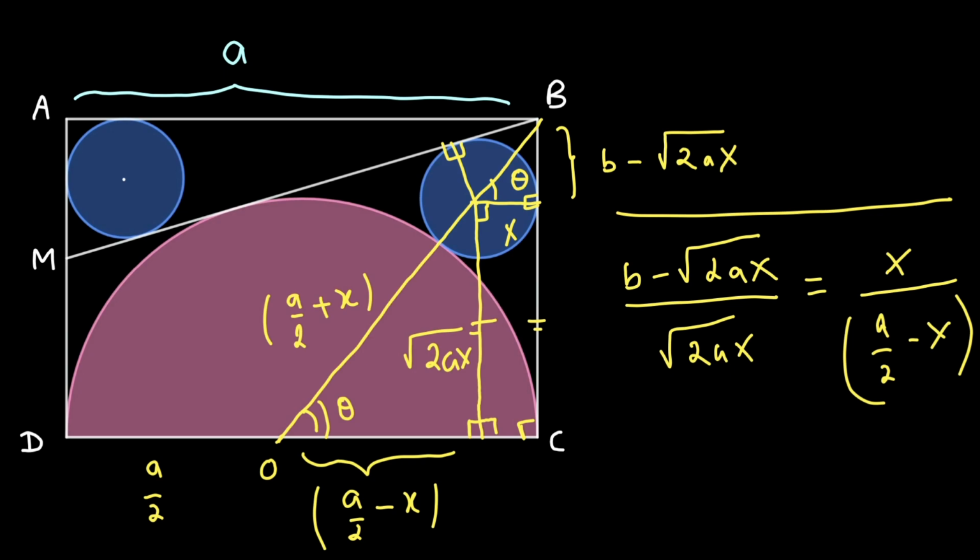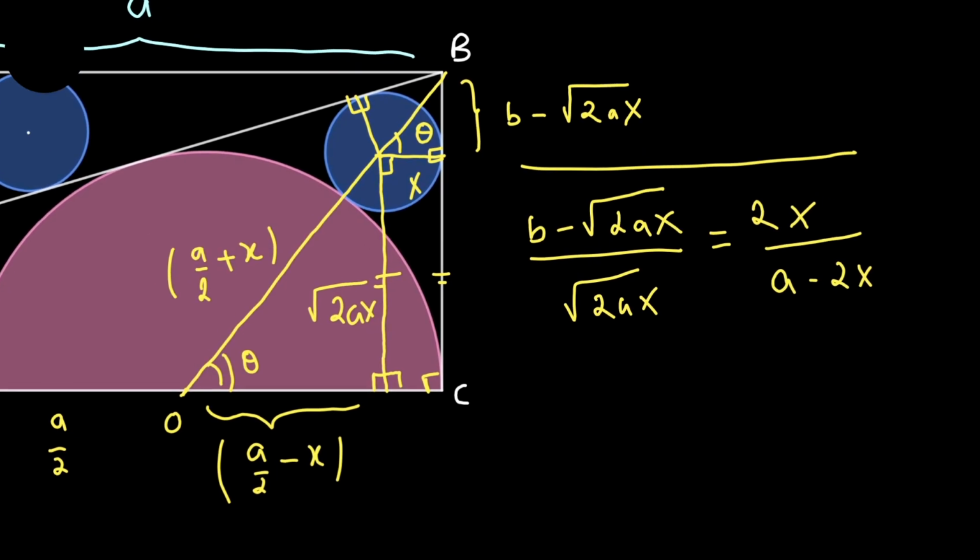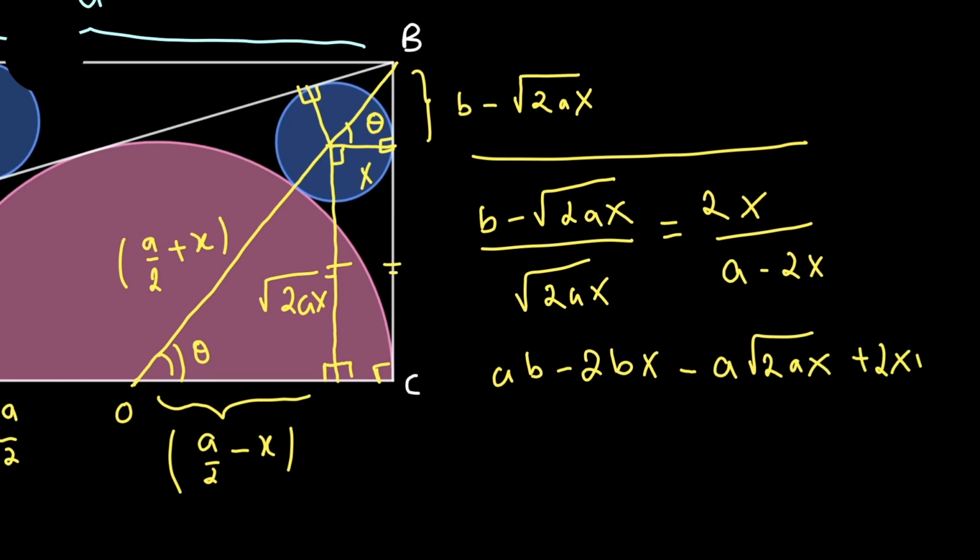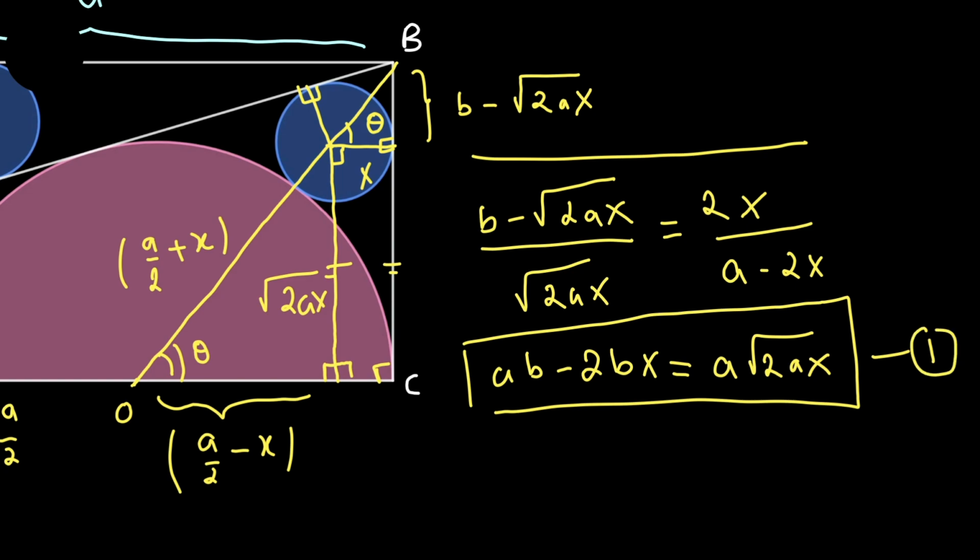Simplifying this whole fraction would simply turn out to be a minus 2 times x, and the 2 in the denominator will go in the numerator. Okay. Now let us do the cross multiplication to simplify this thing. So I will get ab minus 2bx minus a times the square root of 2ax, negative negative positive, 2 times x the square root. This thing equals 2 times x the square root, and these both will get cancelled out. So finally we will have the equation like this way: a minus 2bx equals a times the square root of 2ax, and this is the first important equation, and here ends the first part of the solution.